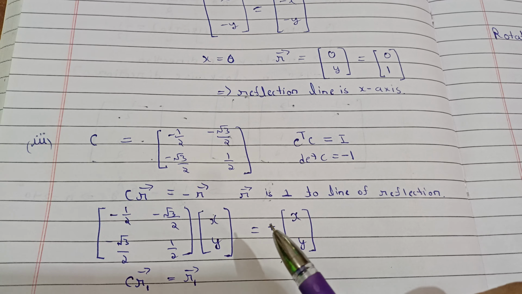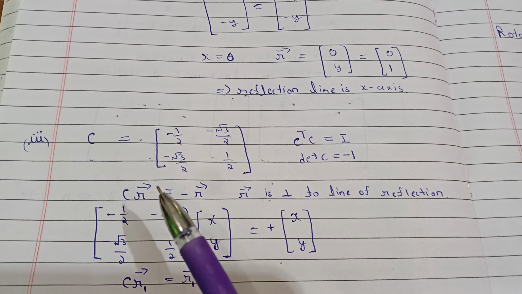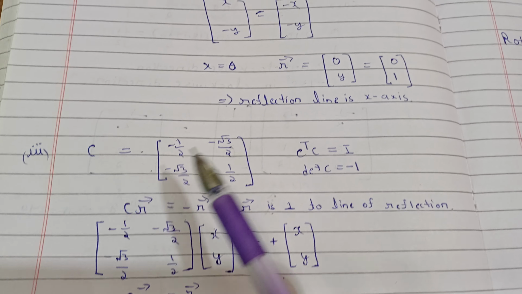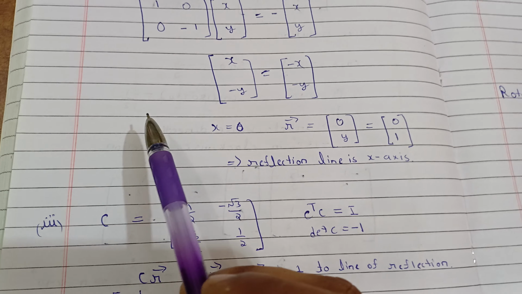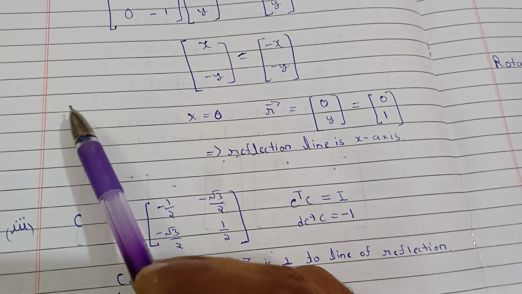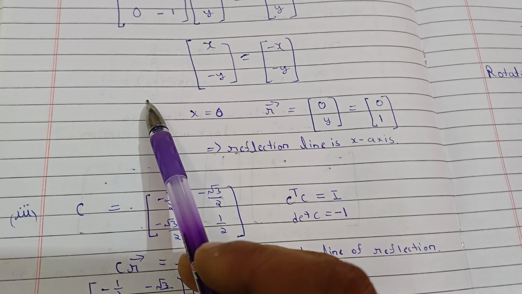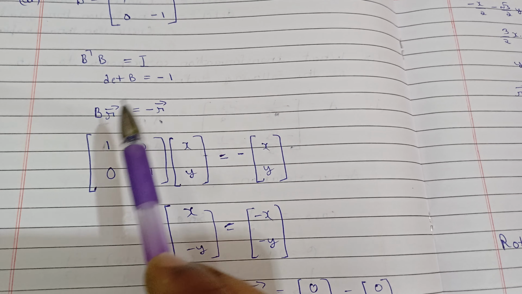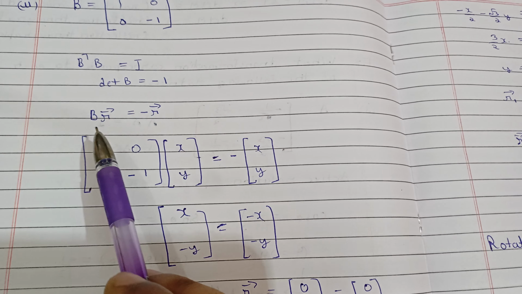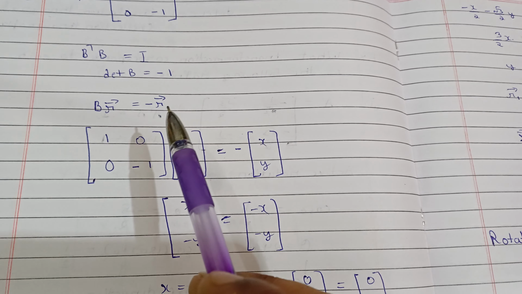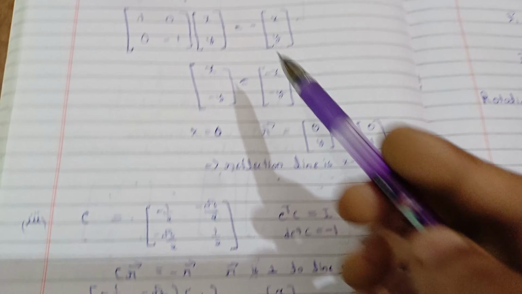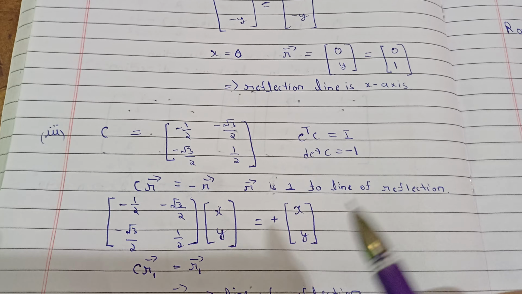Now let's take one more example. And just for your clarity, if there is a reflection line, any point lying on that line will not change its sign. So we can directly use, instead of applying Br = -r, if we apply Br = r, then we get r itself as the reflection line. We'll get the same result in both cases.